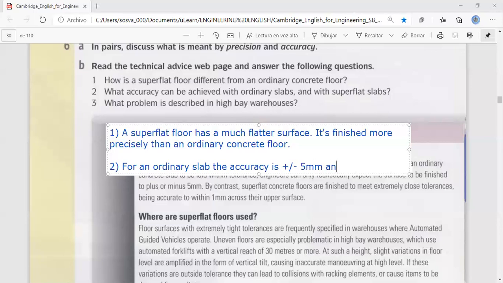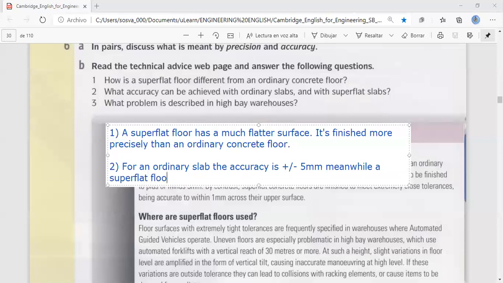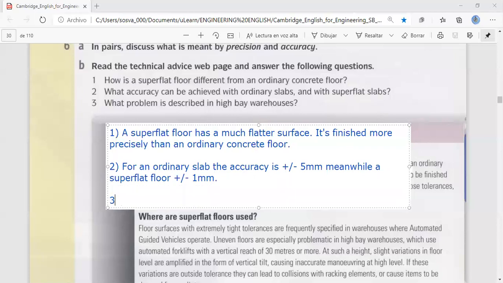And meanwhile, a super flat floor goes up to a plus or a minus 1 millimeter. Exactly. So that's the difference in accuracy that we can achieve actually. And the third one, please.